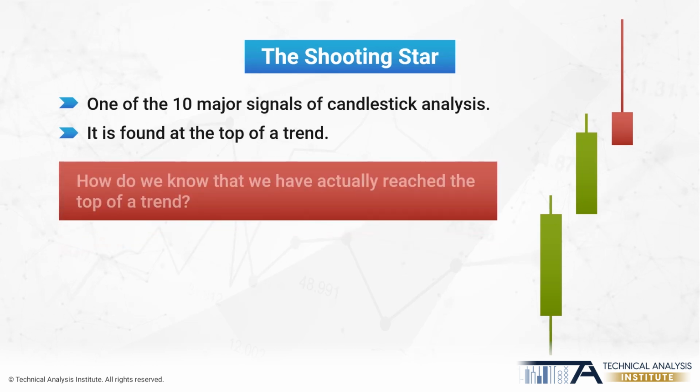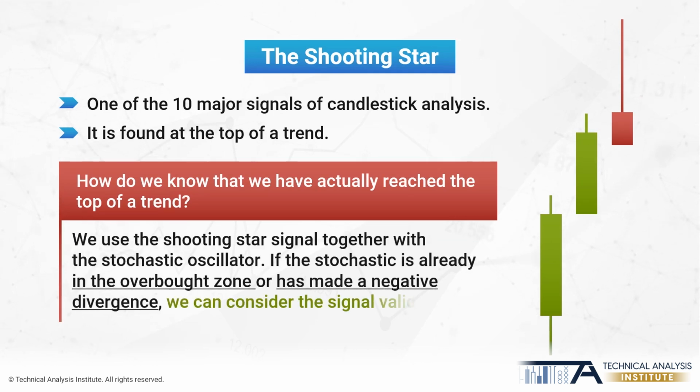The problem is, how do we know that we have actually reached the top of a trend? In order to do that, we use the shooting star signal together with the stochastic oscillator. If the stochastic is already in the overbought zone or has made a negative divergence, then we can consider the shooting star signal as valid. Just as a quick reminder, we consider overbought when the stochastic is above the 80 reference line and oversold when it is below the 20 reference line.